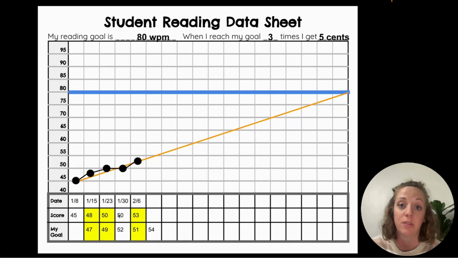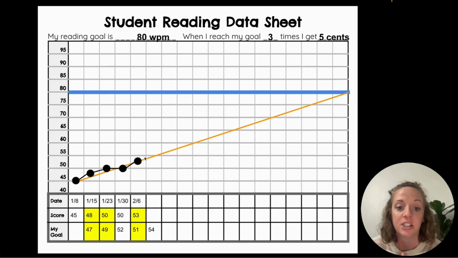This time they only read 50. It's okay, we just didn't highlight it that time. The next time they set a goal of 51. They met it, they got 53, so we highlighted it. So at that point, they would have met their goal 3 times, and so they would get their class reward of 5 cents, which we do as classroom money. So they would get their goal of 5 cents.